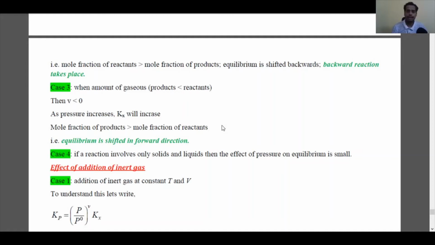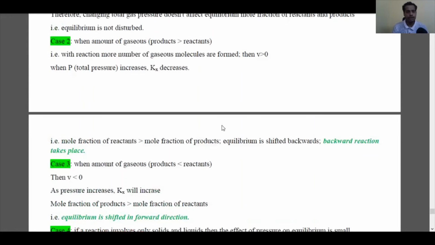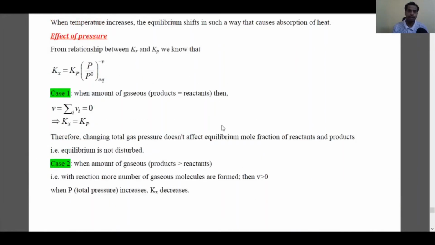When the reactants and products are in gaseous form, then only the effect of change of pressure will be felt on the equilibrium constant. If all the reactants and products are either in liquid state or solid state, then the change in pressure will not be felt much. Okay, so again I am summarizing the whole thing.